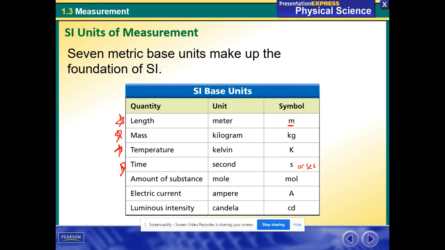The amount of substance we don't hit until chemistry, and then electric current and luminous intensity, usually these are hit in a physics class, so we don't really see those. However, the first 4 you are expected to know, and you should expect to see those on your test or quiz.